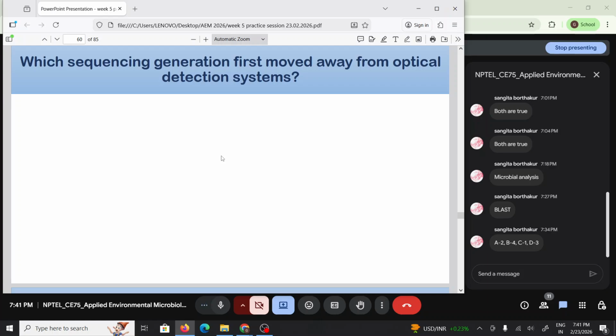Again, an easy question. We have seen it in two or three questions before. Which sequencing generation first moved away from optical detection systems? Just wait for one minute to get the answer for this.